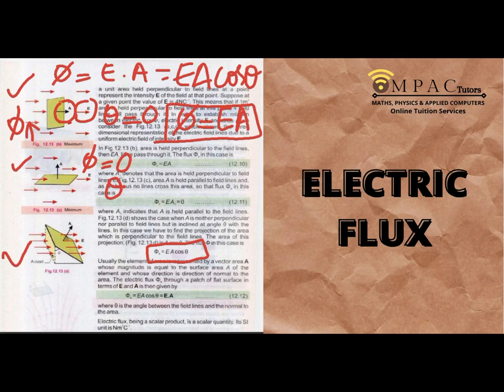If we talk about the second case, theta is the angle between the electric field lines and the vector area, which are perpendicular to each other in the second case. So theta is 90 degrees, and in this formula, if we place 90 degrees in place of theta, cos 90 is 0. So flux is 0 in this case. You can see here it is written.